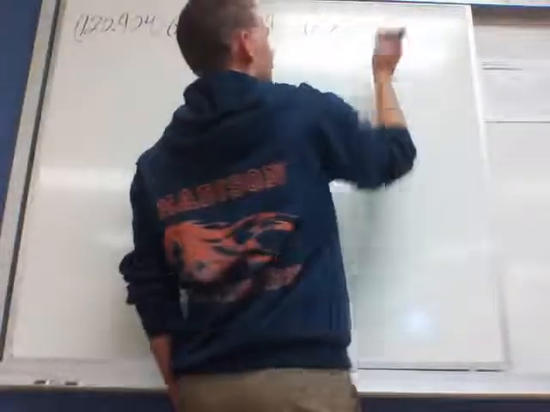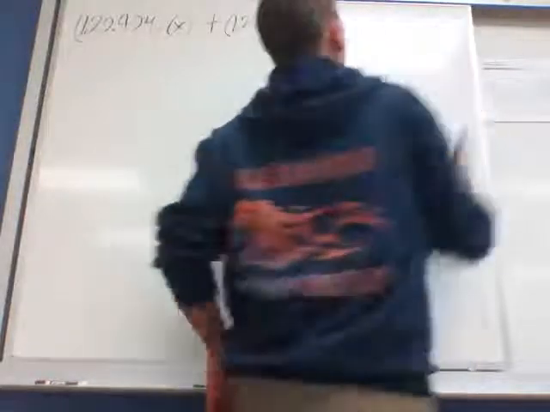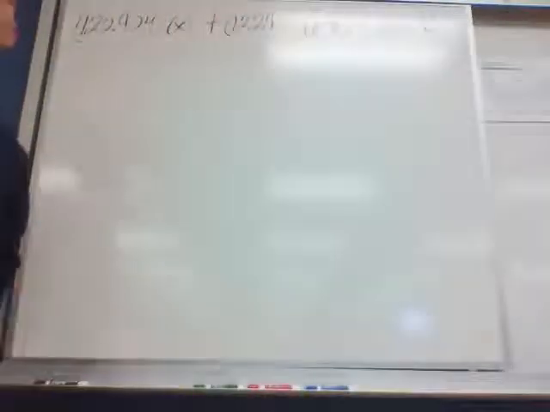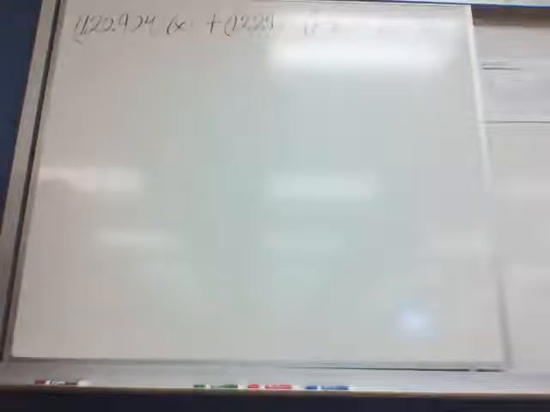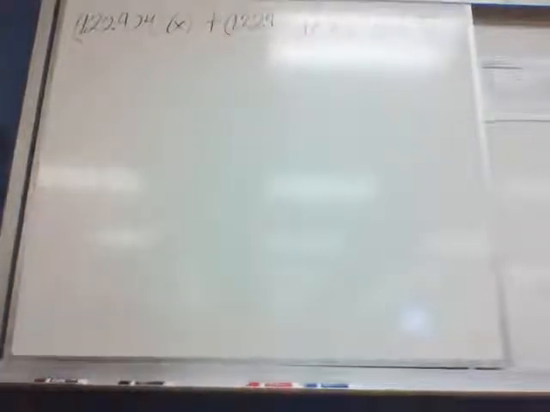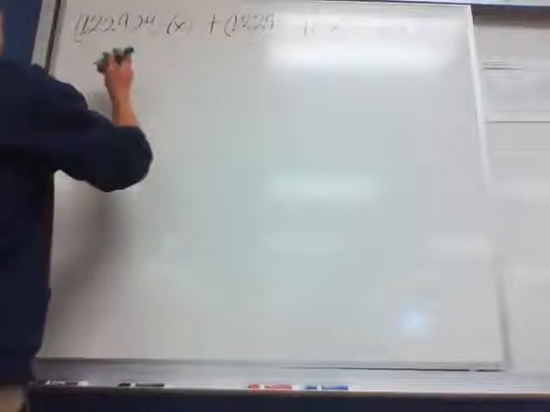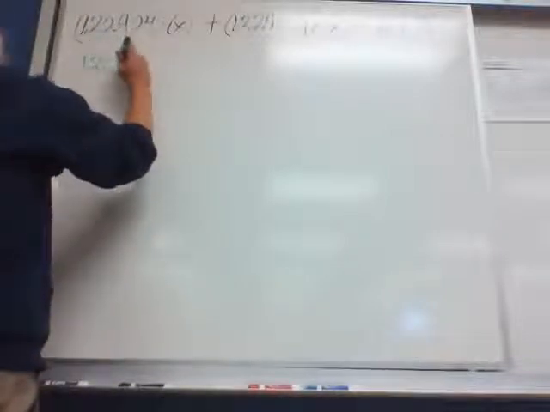And equals the given average atomic mass, which is 121.76. Please do not suffer in silence. Are there any questions about the information I've put up there so far? Let's simplify then. That number times X is that number X.